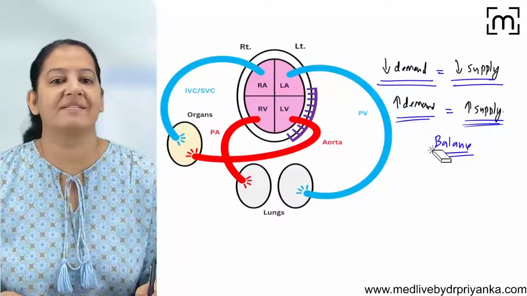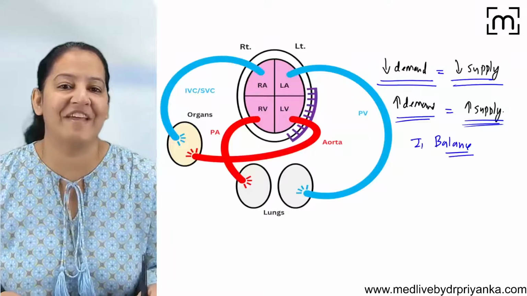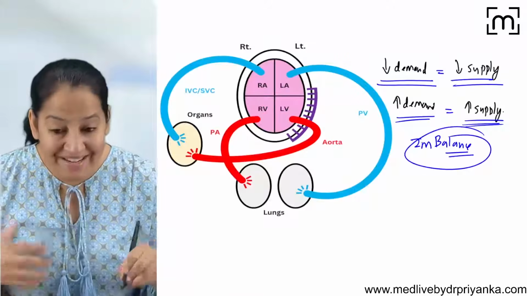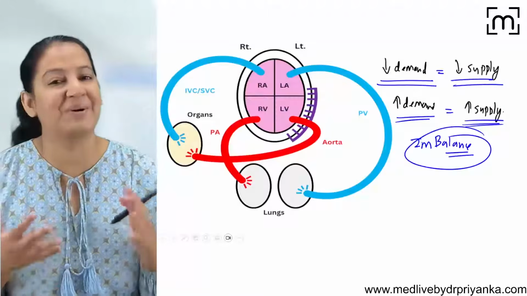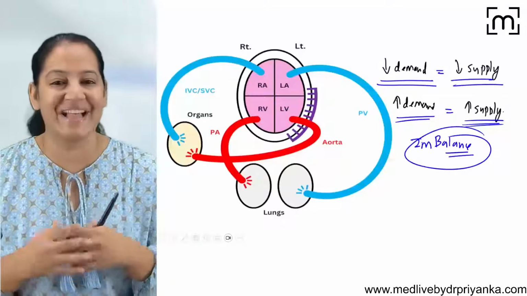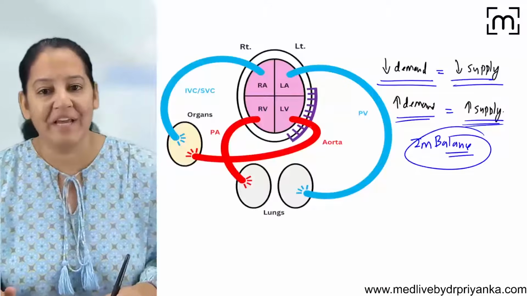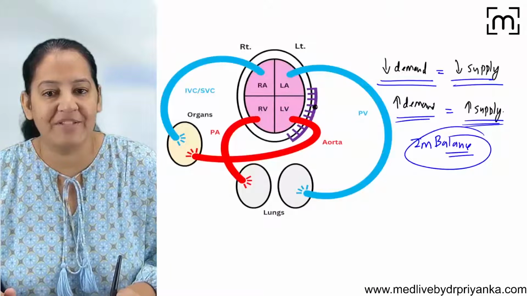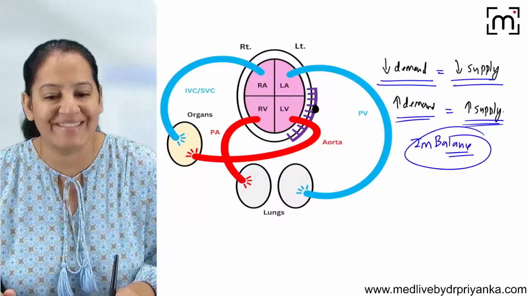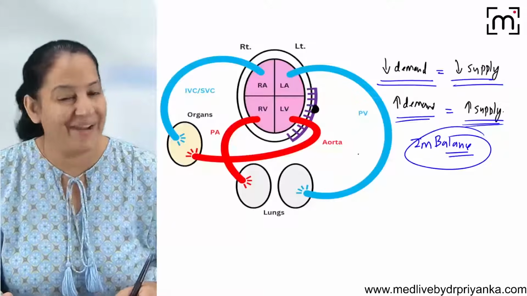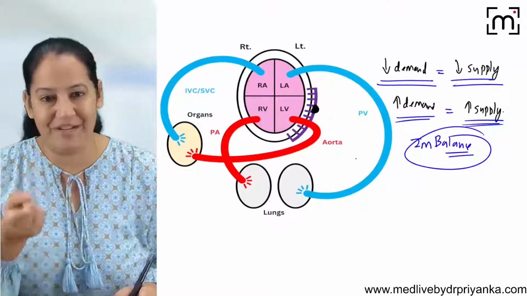But now please understand the imbalance. What happens if imbalance occurs? It will lead to the disease we are studying right now, coronary artery disease or ischemic heart disease. How does the imbalance occur? Now imagine a situation. Imagine there is an obstruction in the coronary. Imagine the coronary got obstructed. What will happen? You tell me what will happen.